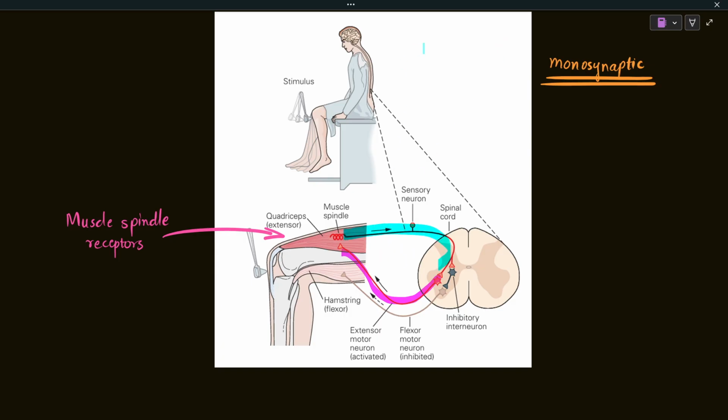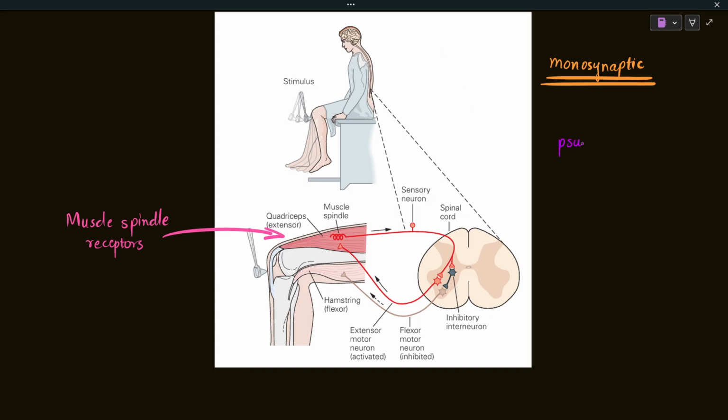Okay, so here you can clearly see that there is only one synapse formed between the sensory neuron and the motor neuron. So that is why this is called a monosynaptic reflex arc, because the sensory neuron is directly forming a connection with the motor neuron. Let me just erase this. Here you can see there is a direct connection formed between the sensory neuron and the motor neuron. The sensory neurons involved in this reflex action are pseudo unipolar.